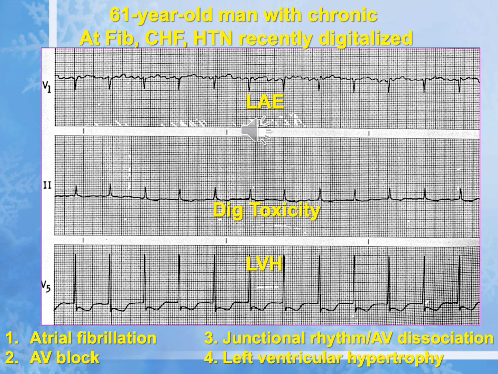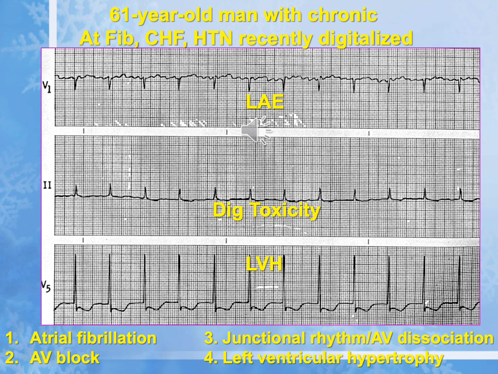This is an electrocardiogram of a case study of a 61-year-old man with chronic atrial fib, congestive heart failure, and hypertension, and he had recently been digitalized. The electrocardiogram shows evidence of atrial fibrillation, but the rate of the QRS complexes and rhythm is absolutely regular, which it shouldn't be in the presence of atrial fibrillation. There are also high voltage fibrillatory waves, higher than usual, which is a suggestion of left atrial enlargement in lead V1.